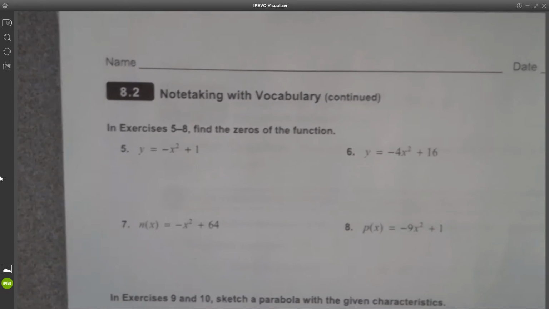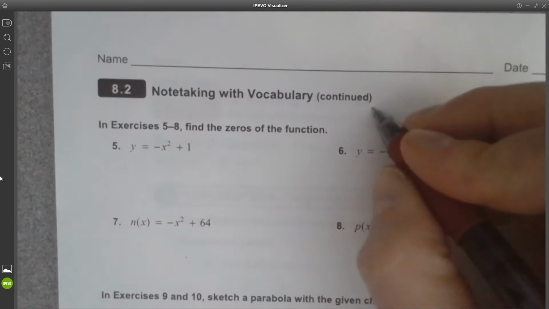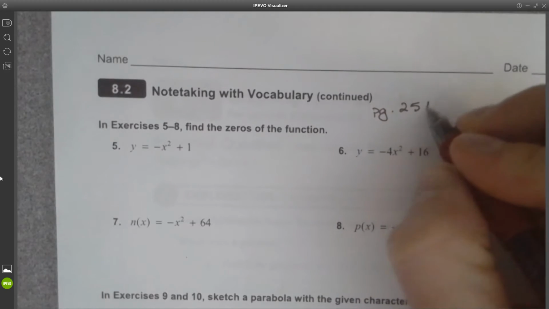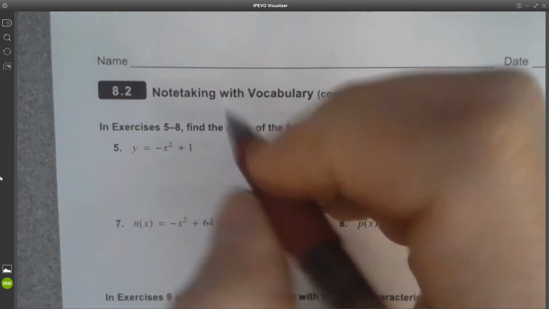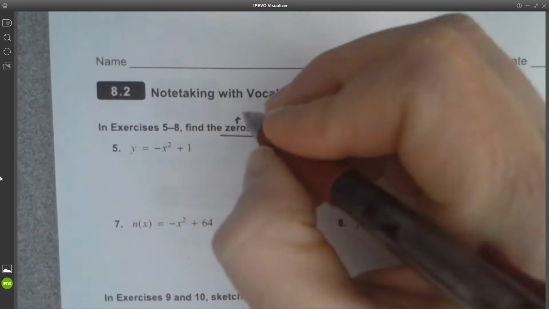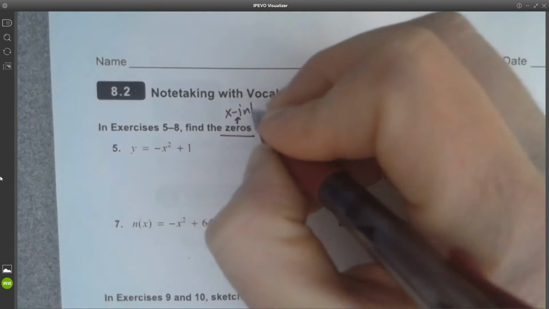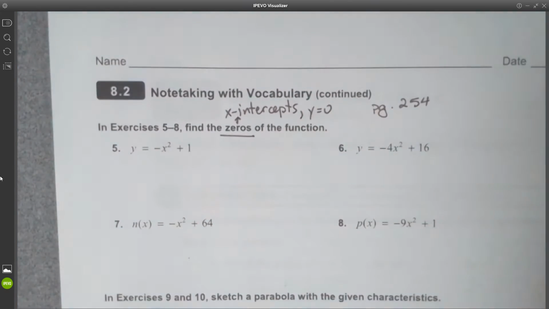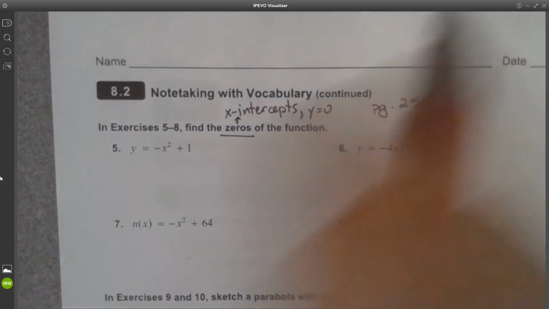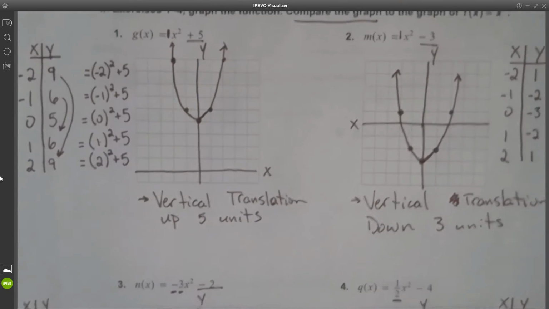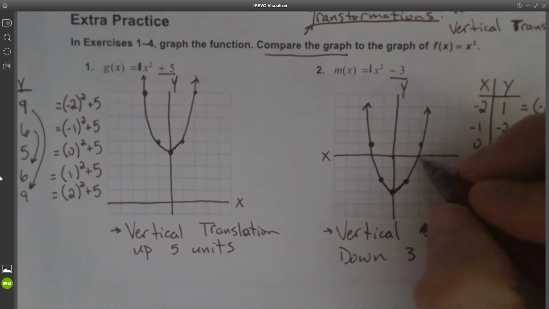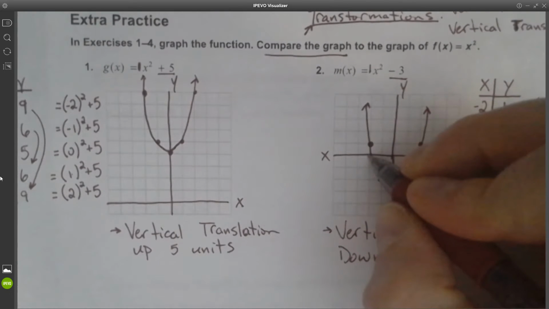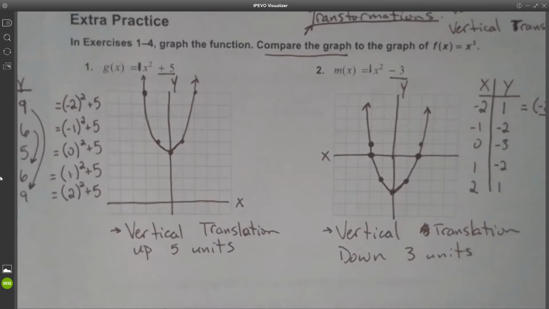In this part of section 8.2, on page 254, we're asked to find the zeros of the function. Remember that means the x-intercepts. Where does our function cross the x-axis, or where is y equal to 0? So going back to the last page, what we're looking for are the x values here and here where it crosses the x-axis. The issue is that this happens somewhere between 1 and 2.